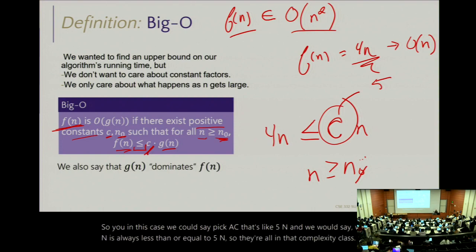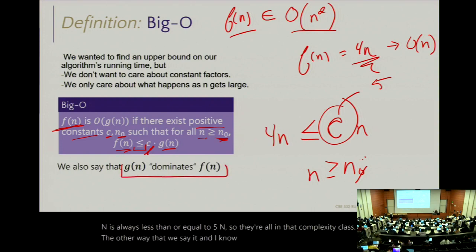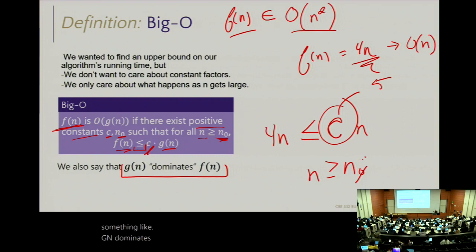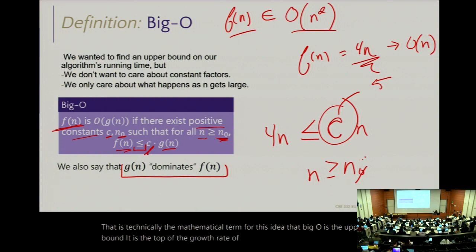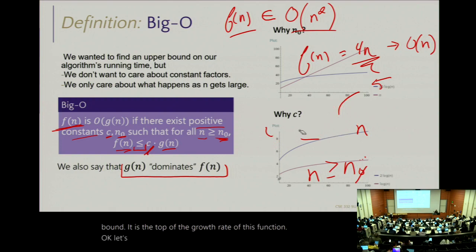The other way that we say it, and I know this feels weird, is you would say something like g of n dominates f of n. That is technically the mathematical term for this idea that big O is the upper bound. It is the top of the growth rate of this function. Okay, let's see. Thank you, past Casey. Much better to have actual graphs.